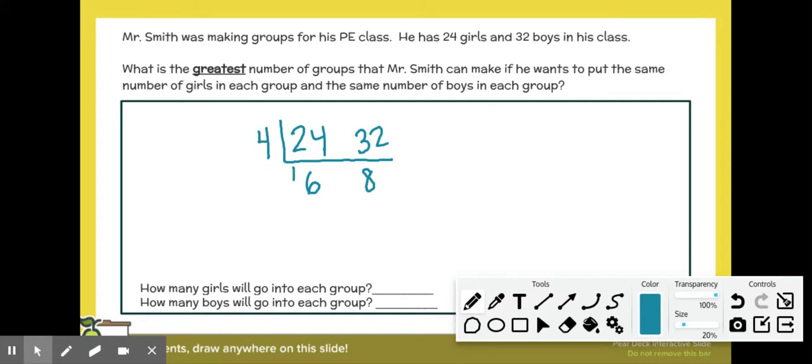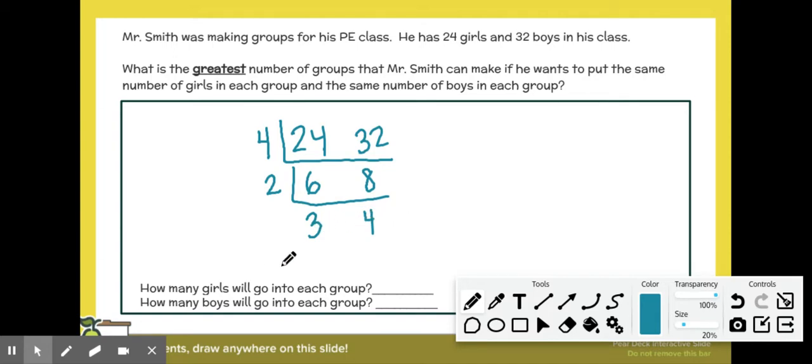Then I'm thinking, okay, does anything go into 6 and 8? And I know that 2 goes into both of those. 2 goes into 6 3 times. 2 goes into 8 4 times. And then I think, can anything besides 1 go into 3 and 4? And no, so I'm done.